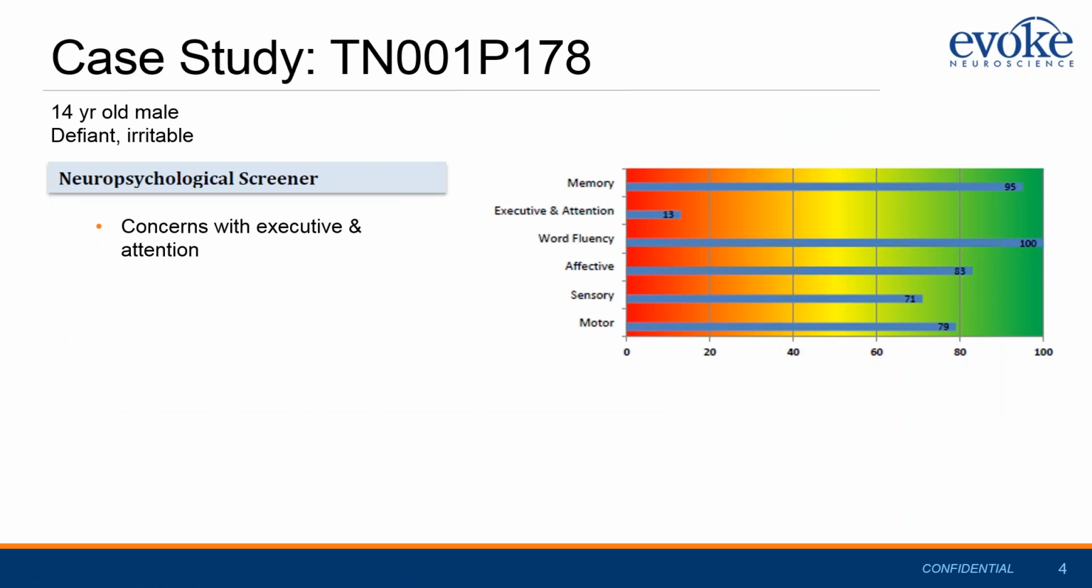So this is a quick case study, a 14-year-old male coming in with defiant and irritable symptoms. On a neuropsychological screener, he's marking that he has most of his symptom complaints in this executive and attention domain. Now, that's pretty common for somebody with ADHD. So just based on symptoms, this does appear to be an ADHD case. But to really know what's causing the symptoms can be challenging. You're just basing it off the patient's self-report. It could be ADHD, but it also could be something like anxiety or depression.